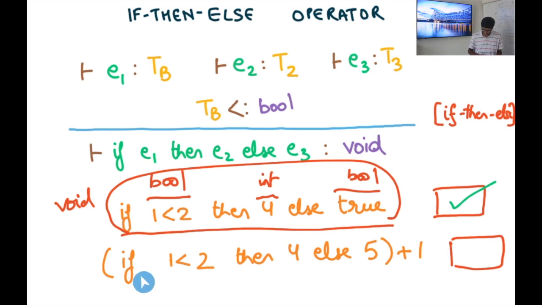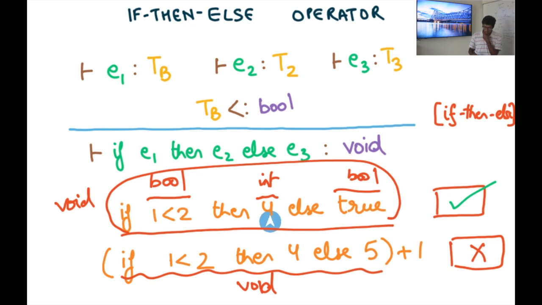What about this expression? If 1 < 2 then 4 else 5 + 1. Now this expression here, based on our typing rules, will be of type void, and I cannot use the plus operator with the void type, and so this is not type correct. Notice that our language allows the then expression and the else expression to have different types, as seen in this example.